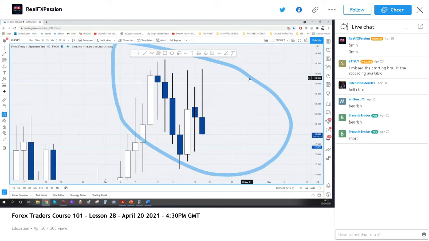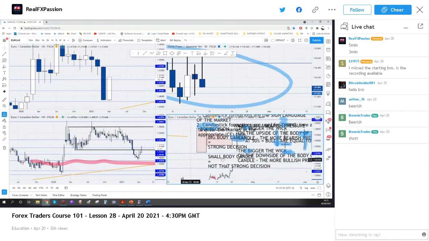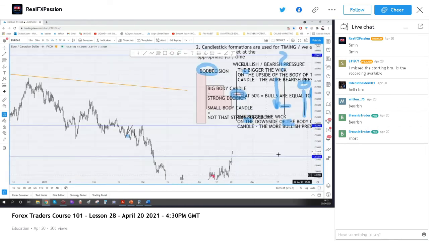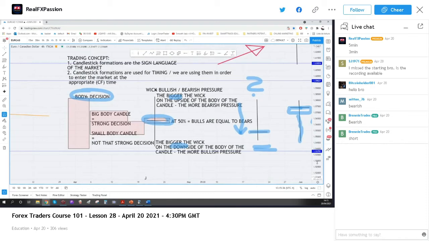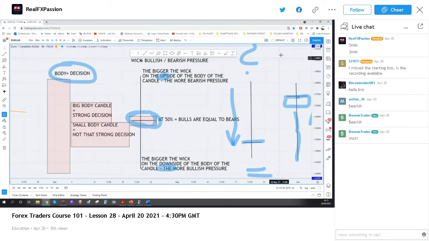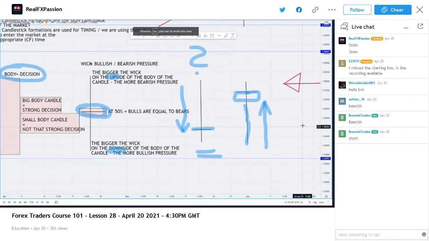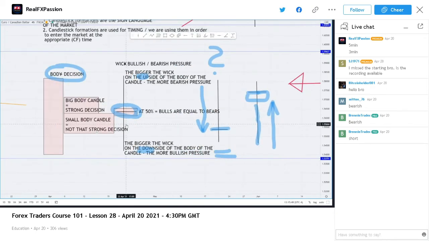The wicks are measuring bullish and bearish pressure. What are the concepts saying? One more time. The bigger the wick on the upside of the body, and everybody take a screenshot of this and tell me once you're done.